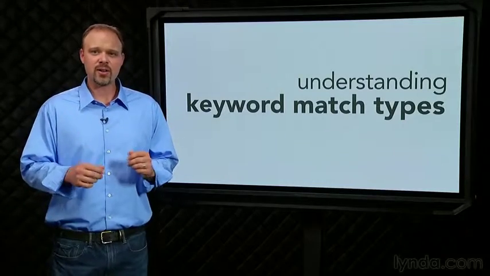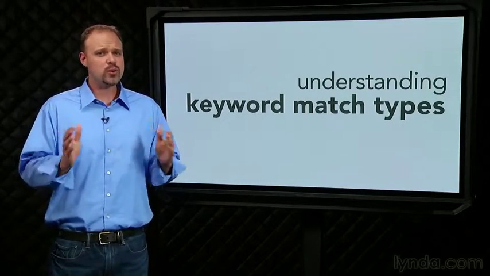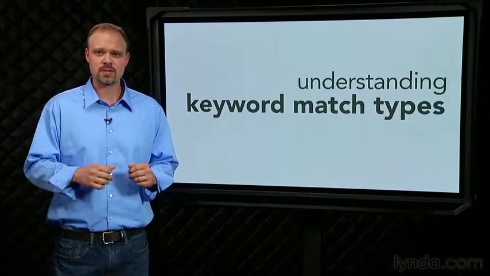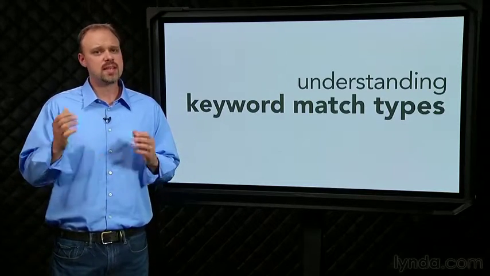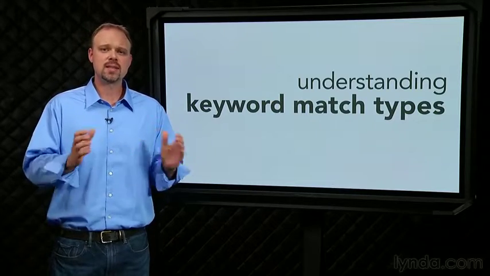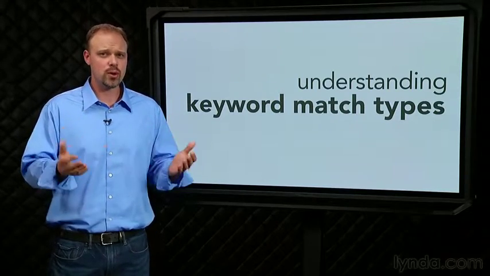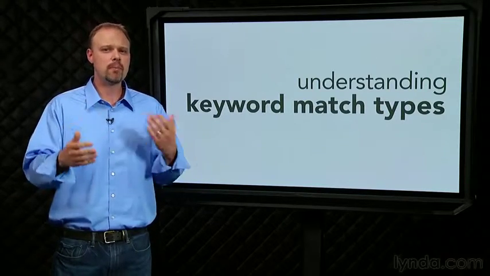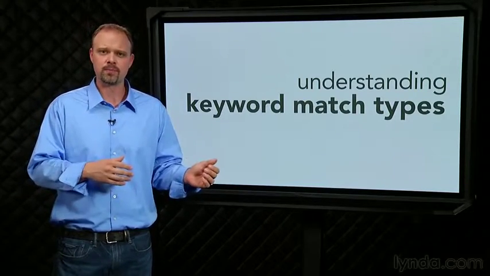Now that you've got a handle on what a keyword is and why we do keyword research, it's time to learn the language of keyword match types. Google AdWords uses keyword match types to direct the system on what type of user search queries you want your ad to display for and how specifically you want to match what the users are typing in.